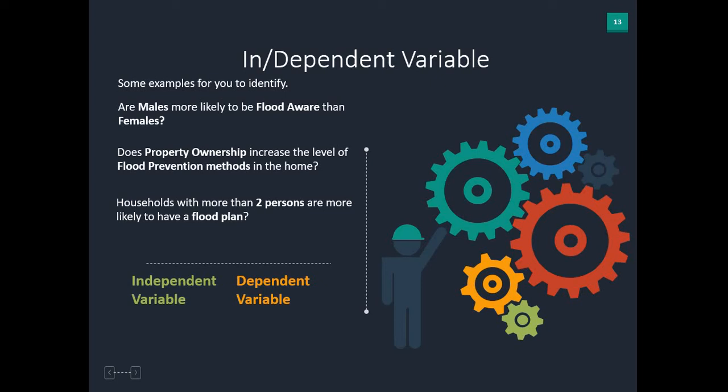And a household with more than 2 persons are more likely to have a flood plan. It's a bit more of a tricky one, but here the 2 persons is the independent variable and the likelihood of having a flood plan is a dependent variable.